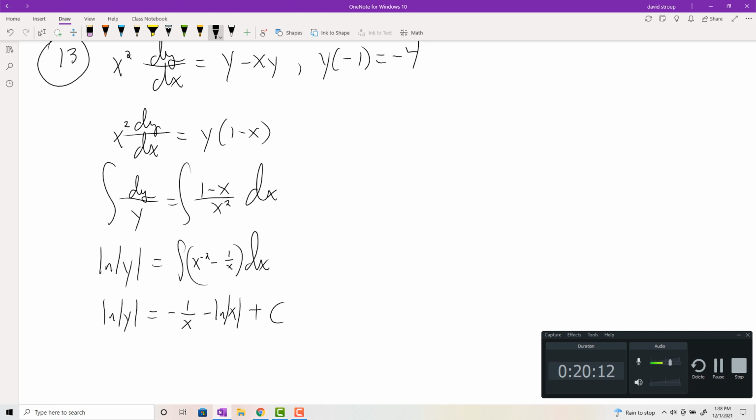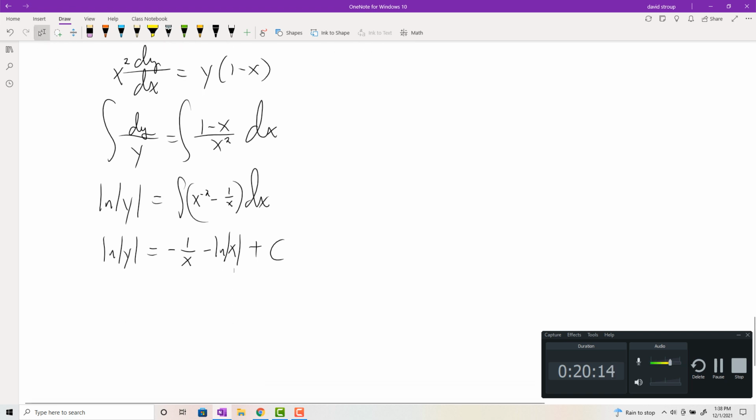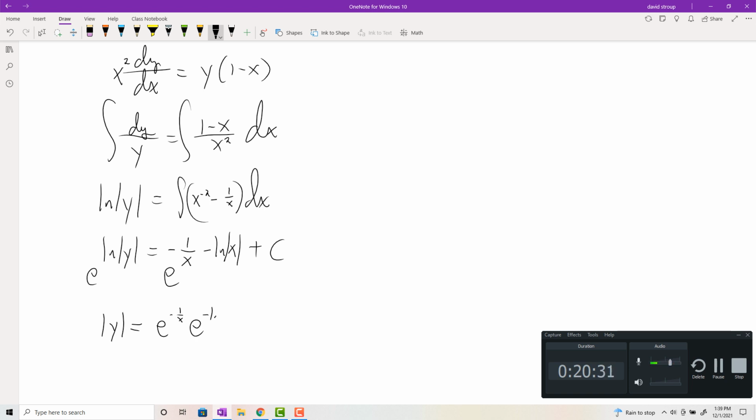Okay, this time you do not want to leave your answer this way. You want to exponentiate to get rid of the natural logs and eventually get rid of the absolute values as well. Okay, so I'm going to exponentiate. On the left, I'll have the absolute value of y. On the right, I'm going to break it up a little. I'll have e to the negative 1 over x times e to the negative ln of the absolute value of x times e to the c.